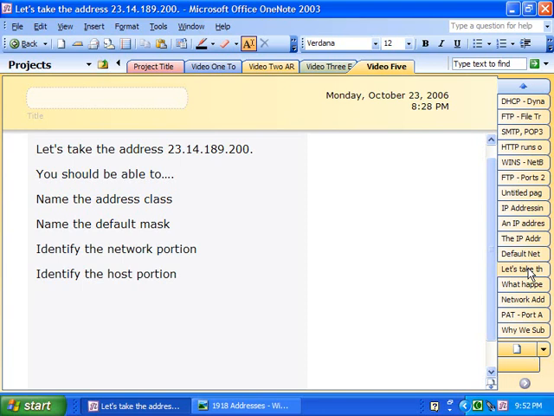Remember, anything with a first octet higher than 223 is out. Can't use them. So looking at this, we can tell, first off, with the address class, that it's Class A. And you have to know that the default mask is 255.0.0.0 or /8. The network portion then is simply the number 23. And the remaining octets, 14.189.200, that's the host portion of the address. That's actually defining the host on the network, 23.0.0.0. So very important skills to have, not just for the Network Plus exam, but for your future as well.